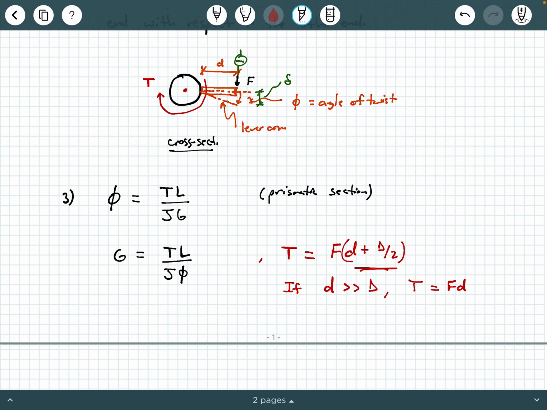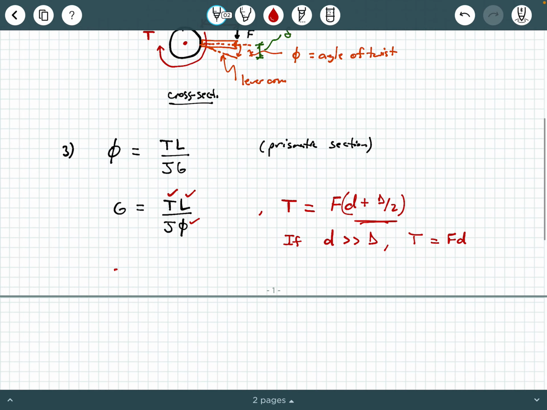So that takes care of capital T, capital L. We already talked about the angle of twist phi. And what about this value J here? What is J? Well, if you remember, J is your polar moment of inertia of the cross section.